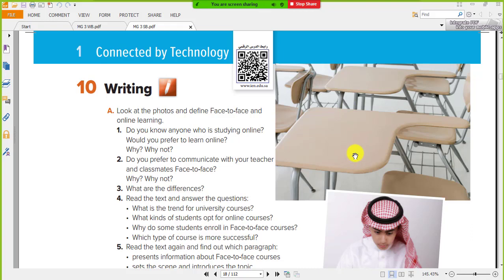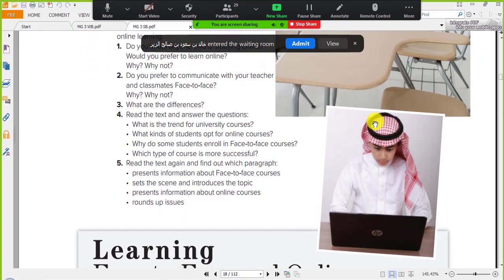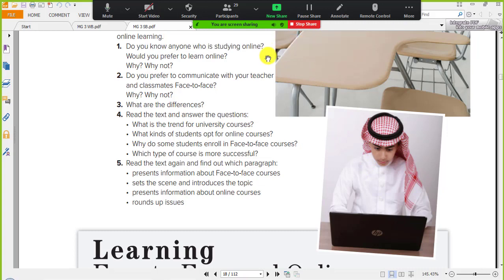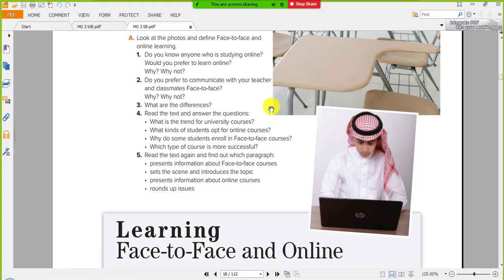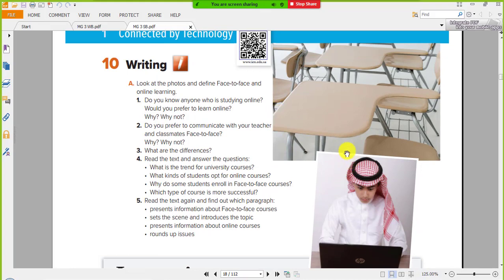But in the second picture, what can you see here? Student learning and computer or play. Learning from the computer, learning online. So in these two pictures, there are two ways of learning. Okay, right? Yes. A face-to-face learning and an online learning.